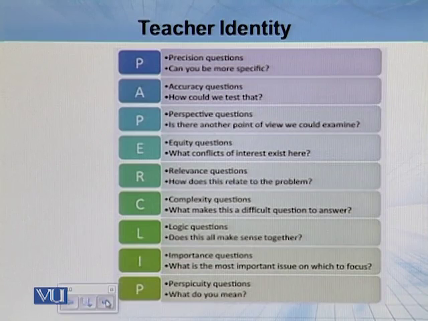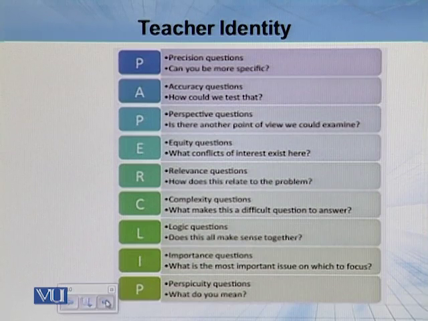The next letter in the mnemonic is about perspective questions. Is there a different way of seeing the situation or the problem? Is there a different perspective that you can use to examine the situation? E are equity questions. What are the conflicts of interest, or what are the biases that may exist within the situation which can affect the way it's being perceived?